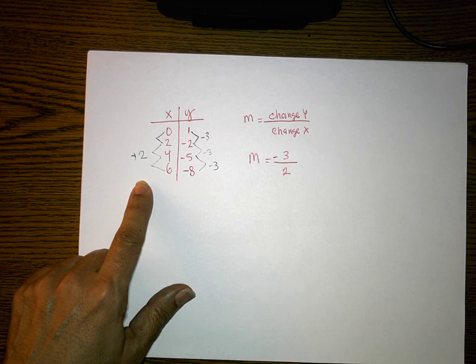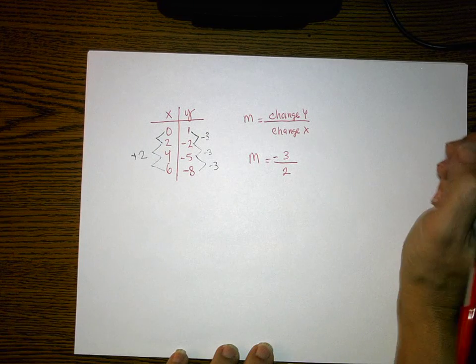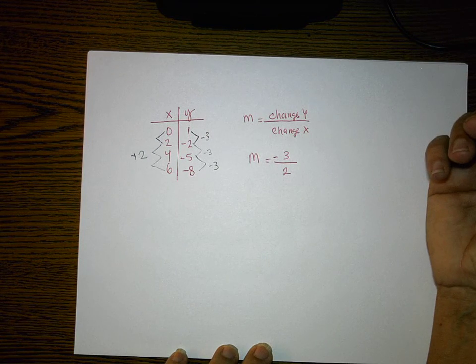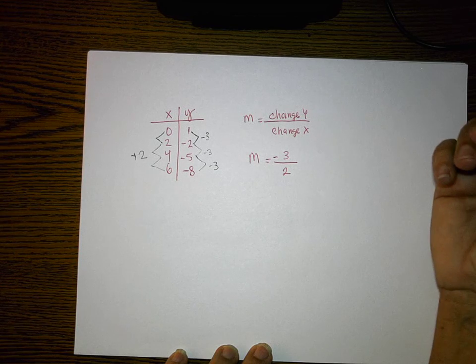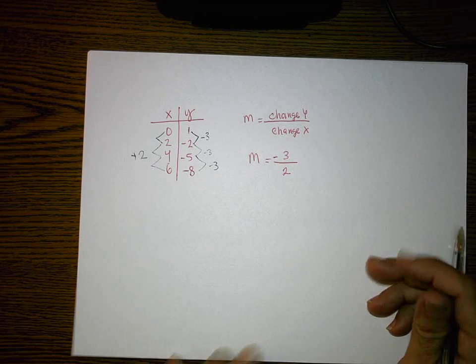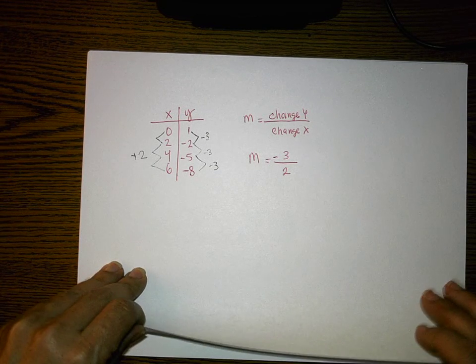Okay, so that is that easy. Can you see that from a table it's really easy to tell the slope? Okay. Now let's move on to the graph. The second thing I told you is we were going to be able to tell the slope from a graph.